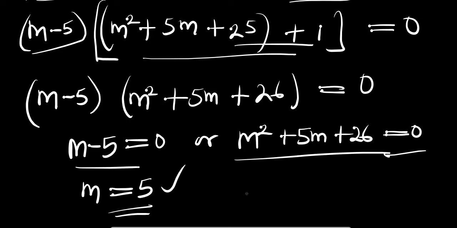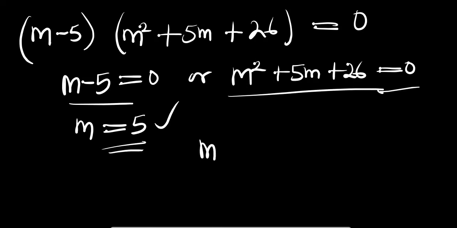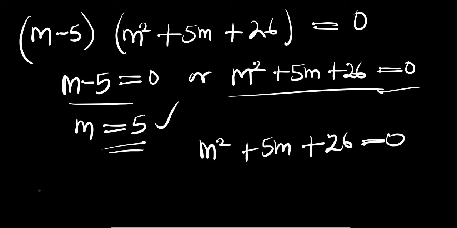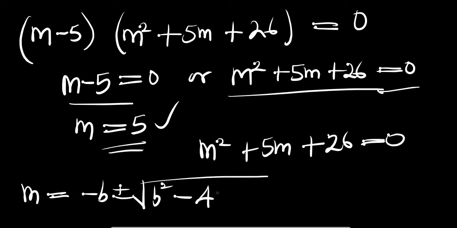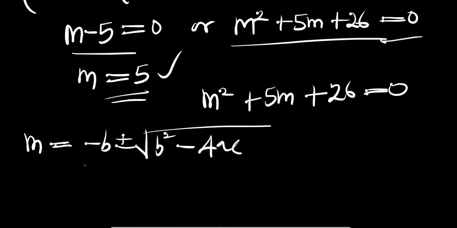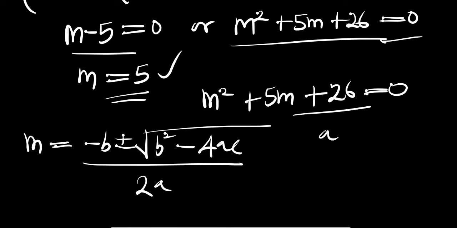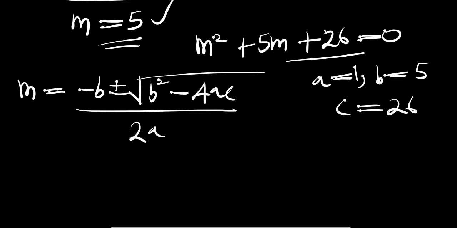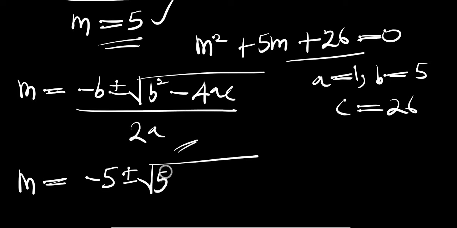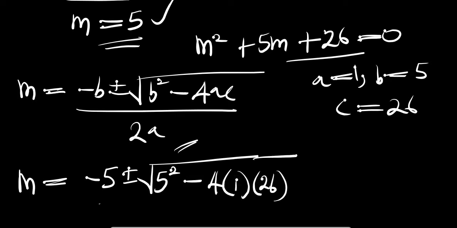Now, let's solve this for complex solutions. So we have m squared plus 5m plus 26 equals 0. Then we are going to make use of the formula method. We have m equals negative b plus or minus the square root of b squared minus 4ac, all divided by 2a. And from here we have a equals 1, b equals 5, and c equals 26. So we are going to insert everything here. We have m equals negative b, negative 5, plus or minus the square root of b squared, that is 5 squared, minus 4 times 1 times 26, then divided by 2a.